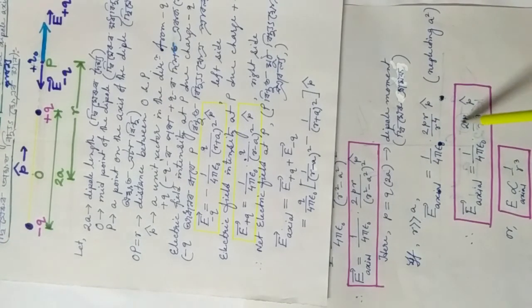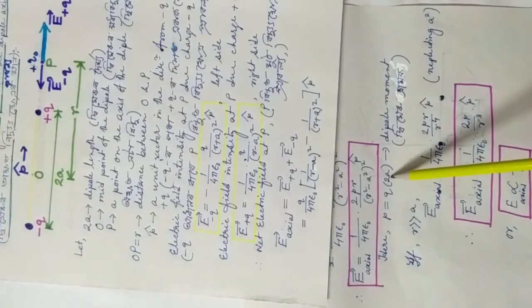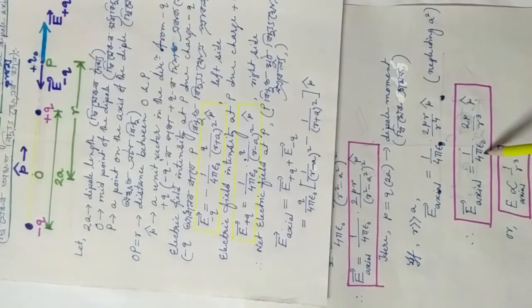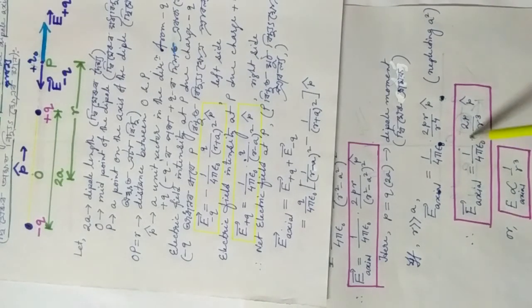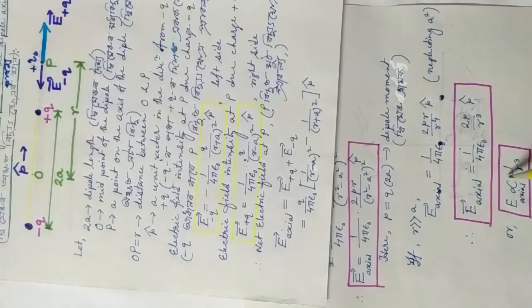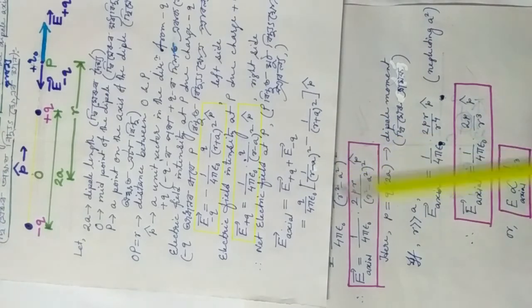Now the dipole moment for a particular dipole is constant, because q is constant, 2a is constant, and 1 by 4 pi epsilon naught is constant. That is why this term is constant. That means E axial is proportional to 1 by r cube. This is the formula, and in the next video we will discuss the electric field intensity at any point on the equatorial line or equatorial plane. Till then, goodbye.